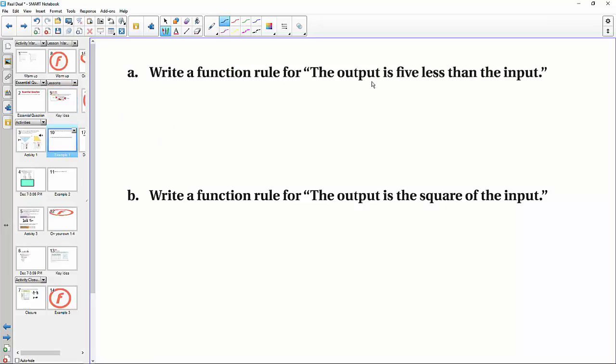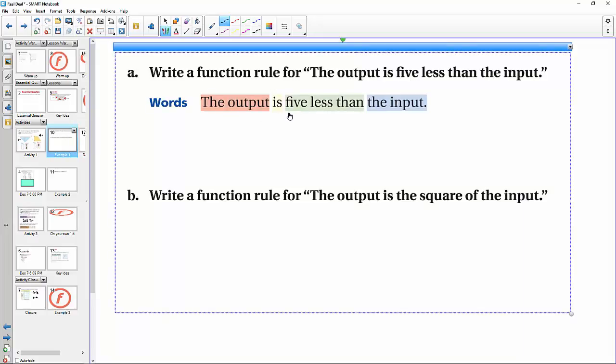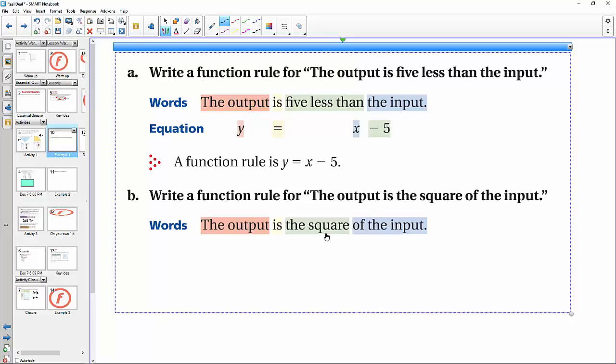So write a function rule for the output is 5 less than the input. Well, if I have the output is 5 less than the input, then I have y, which is the output, is 5 less than the input, so x minus 5, and that will equal my y. So the output is the square of the input. So I put the output, and then I put down the input squared. So in this case, it'd be y equals, and I have my x squared. So here's my function rule.